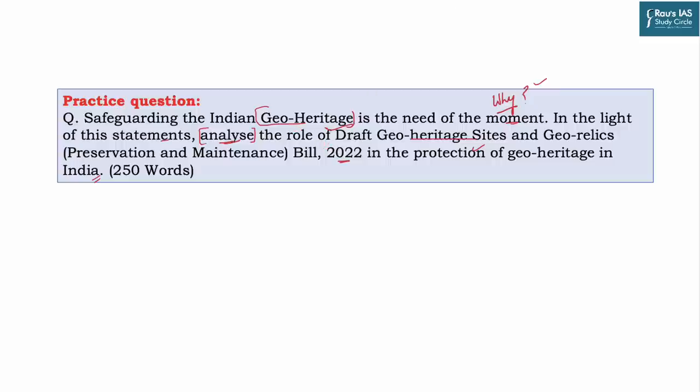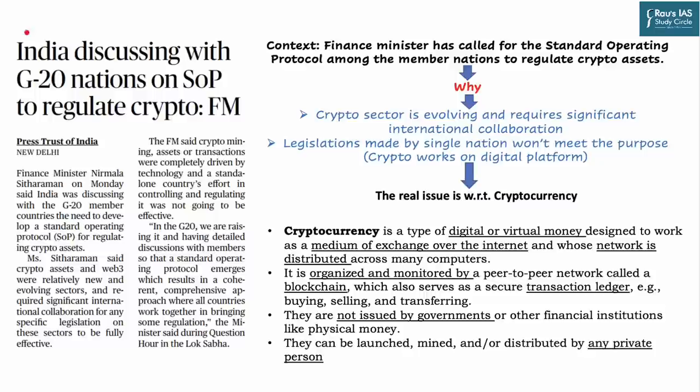Let's now move to the next article for the day. This article of the Hindu newspaper appeared on page 14, that is the business page, and talks about the suggestion given by Indian Finance Minister Nirmala Sitharaman for the G20 countries to come up with a common standard operating procedure on the cryptocurrency for its regulation. Now, India is the host for G20 this year, so India is now gaining more currency towards bringing more and more reforms through the platform of G20.